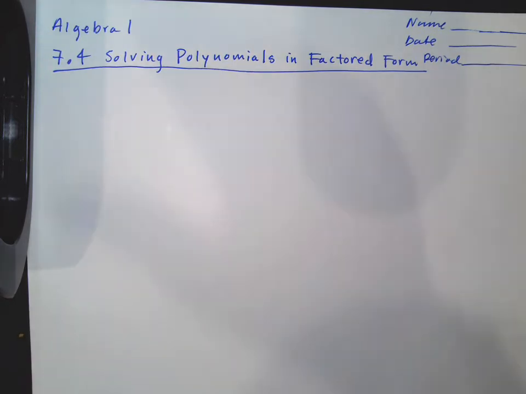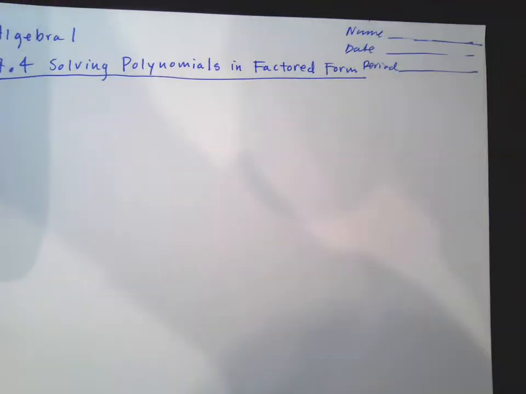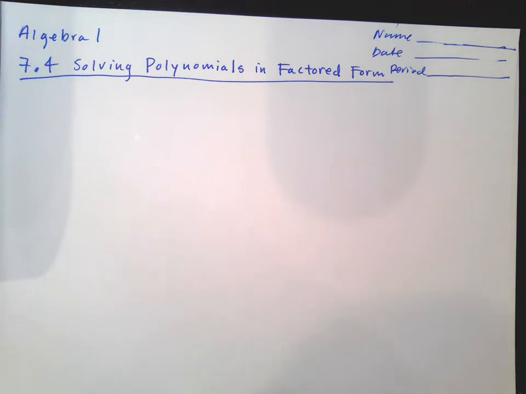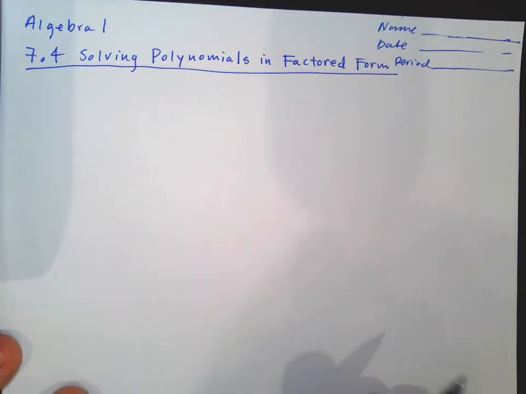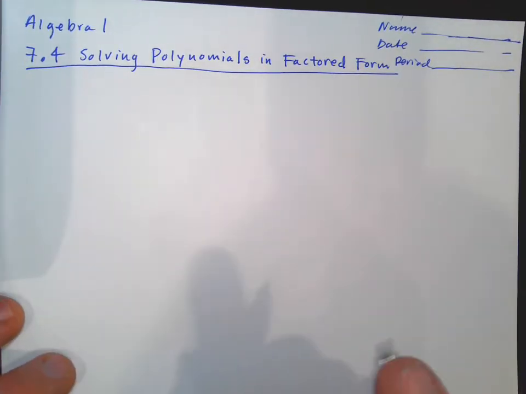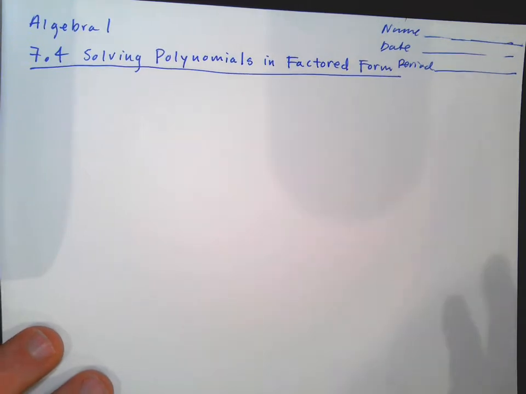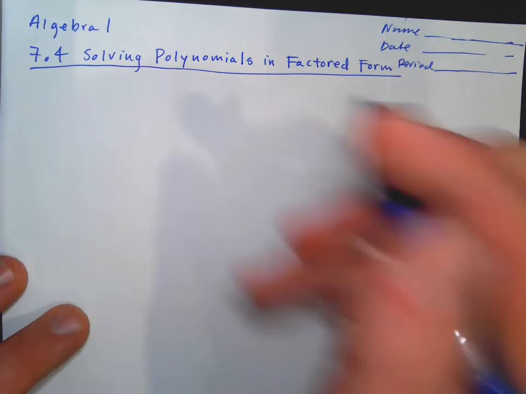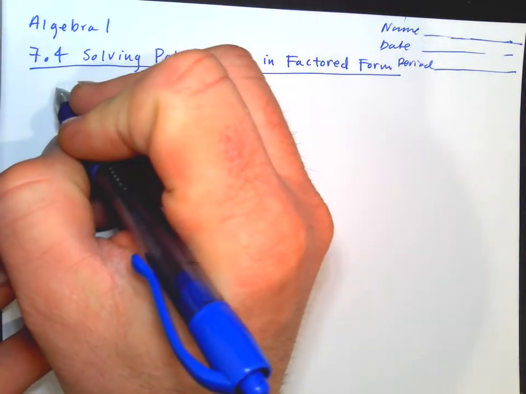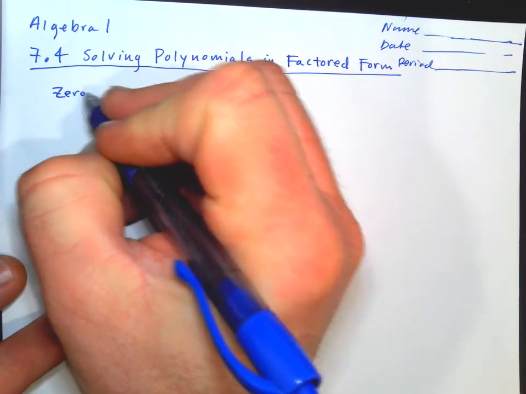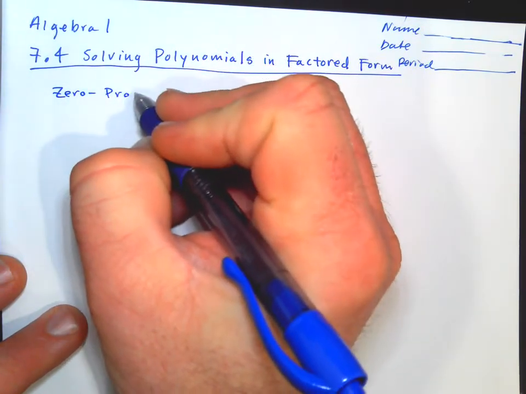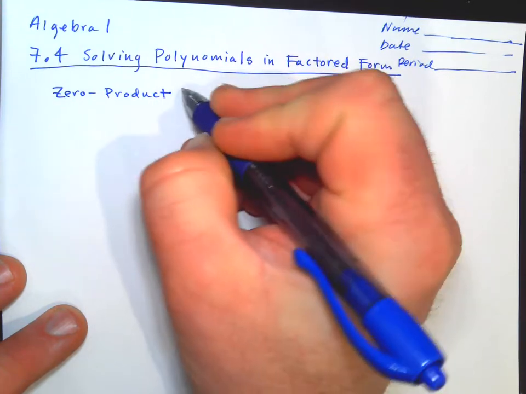We've been doing a lot of stuff with polynomials the last couple sections, adding them, subtracting them, multiplying them. And now we're going to kind of, sort of undo some of the work. But we're going to use something called the zero product property.